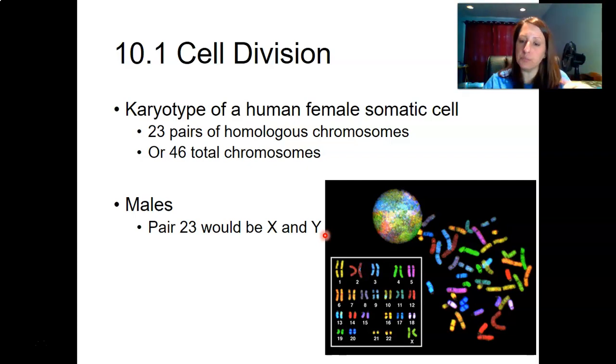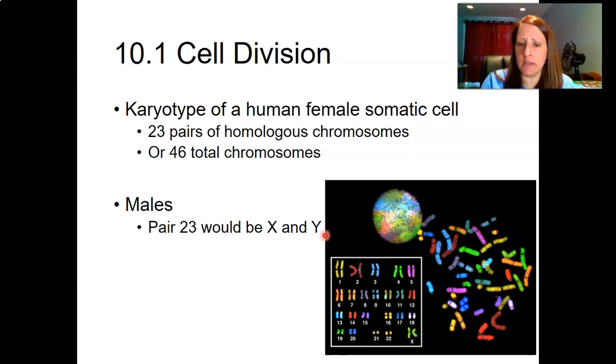Now this cell is going to be kind of paused after chromosomes have condensed, and now we're kind of taking a look at that cell. And this particular cell here is a female somatic cell. So again, that's why there's 46 chromosomes, not just 23, right? And it's a female somatic cell, and we'll talk about why in just a second.